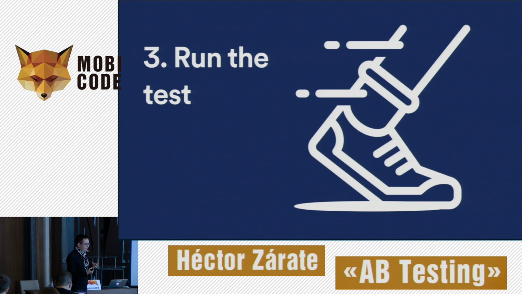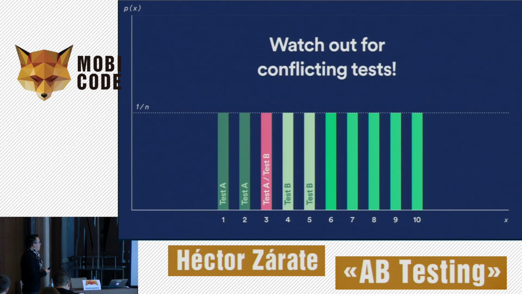And now that you design the test, you run it. And what's important here? Well, the first thing is that you should watch out for conflicting tests running at the same time. So every cell, here I have all these 10 cells, and it's important that you don't run different tests with the same users, because then when you get your results, you're not sure which of these tests actually influenced your metrics. So watch out for collisions between the test groups.